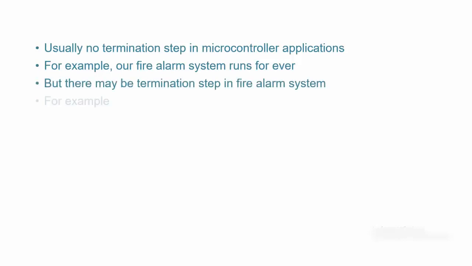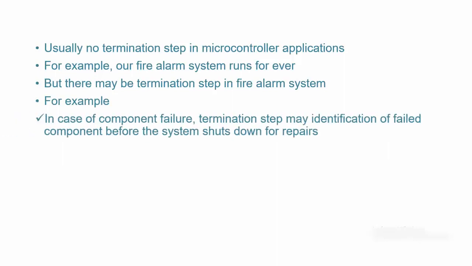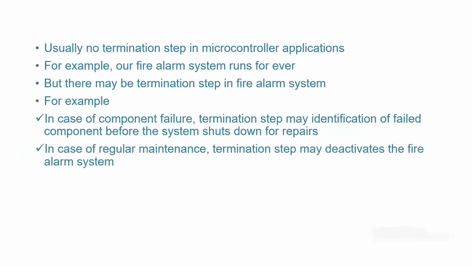A fire alarm is likely designed to continue running forever as long as things are normal. Even then, however, there may still be a termination process that is followed. For example, if the fire alarm system has a component failure, then the termination process may try to identify the failed component before the system shuts down for repairs. Perhaps the termination process deactivates the alarm before a maintenance shutdown. Simply stated, the termination process should allow for a graceful termination of the currently running program.